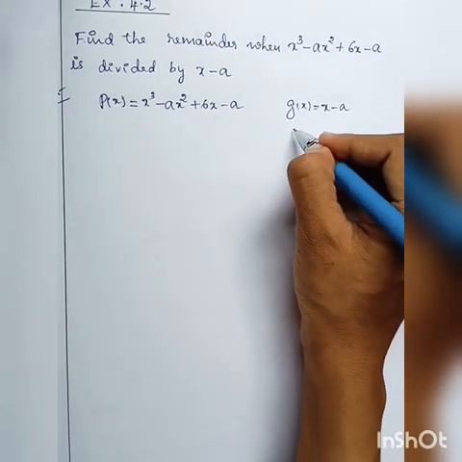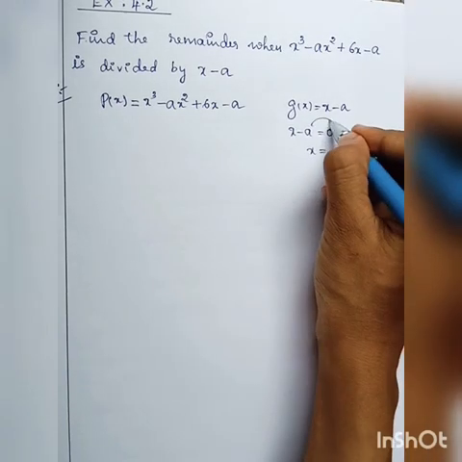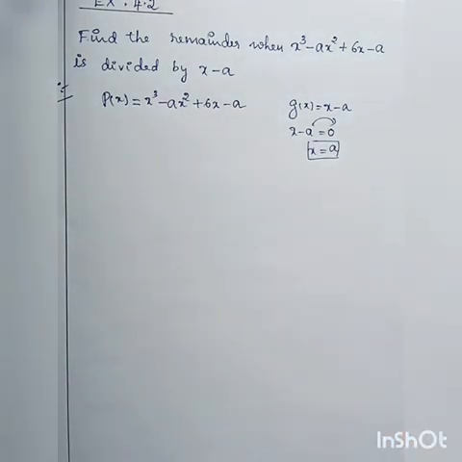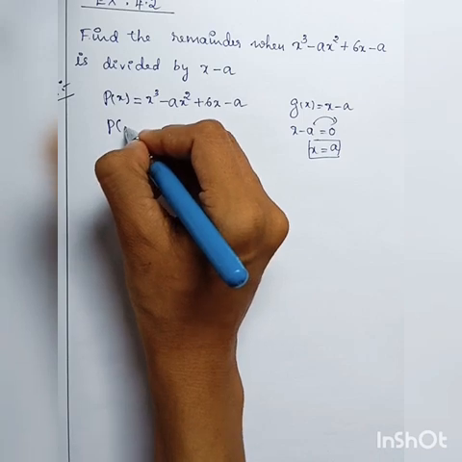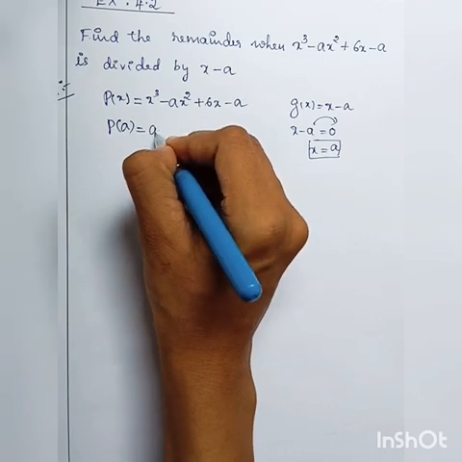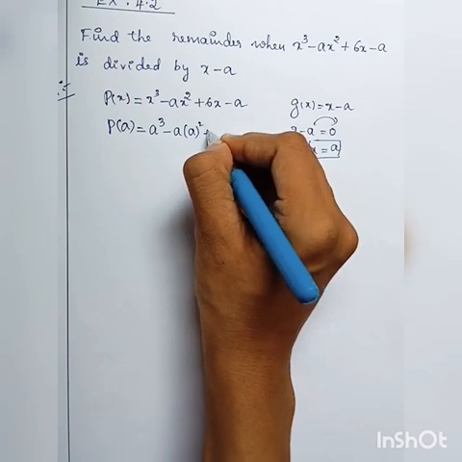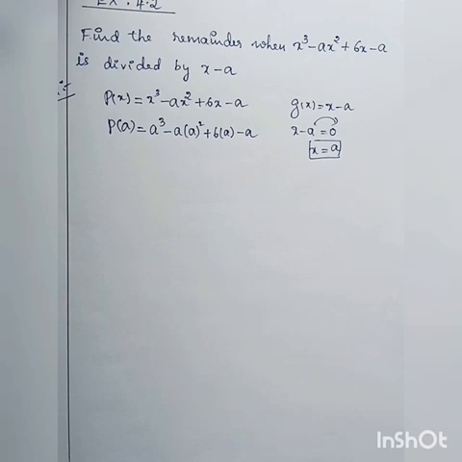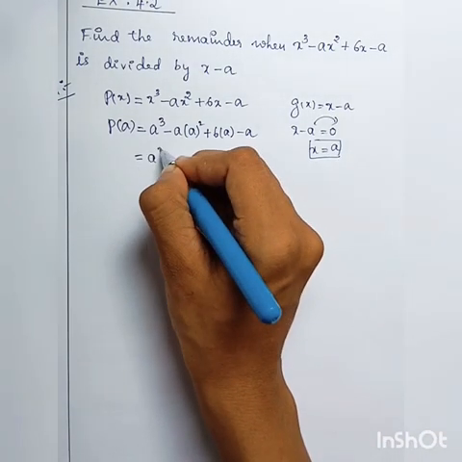In the same way, in the remainder theorem, x minus a is equal to 0, so x is equal to, transposing this, plus a. So the x value is plus a. Substitute in the problem. In the place of x, substitute a cube minus a into a square plus 6 into a, minus a. So what happens here, next step, a cube is a cube, write it as it is.